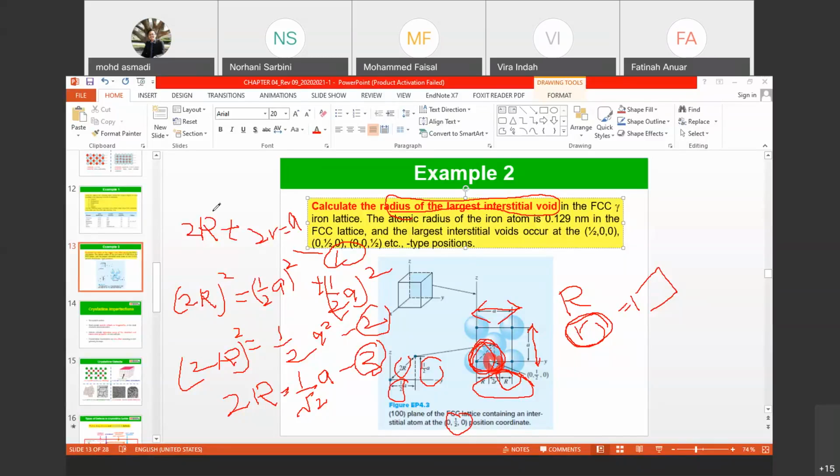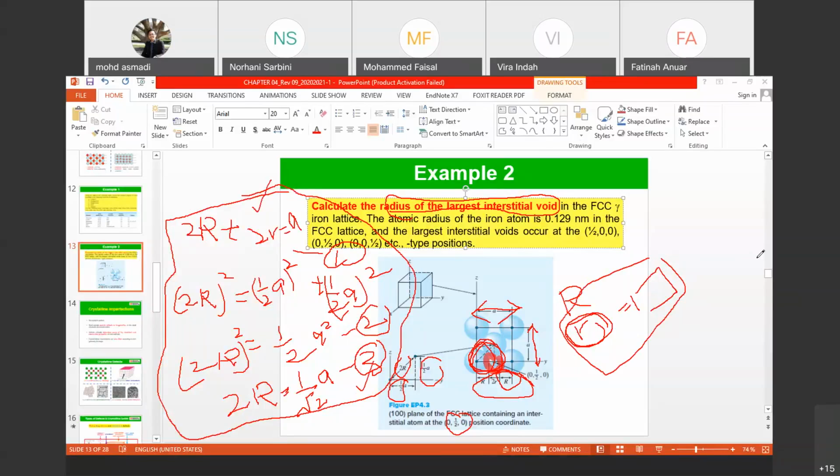Give me the answer. I already gave the hint, so just follow these steps. Solve it by combining equation 1 as well as equation 3 and determine small r. What is the radius of the interstitial atom? Okay, before we move to the crystalline imperfection.